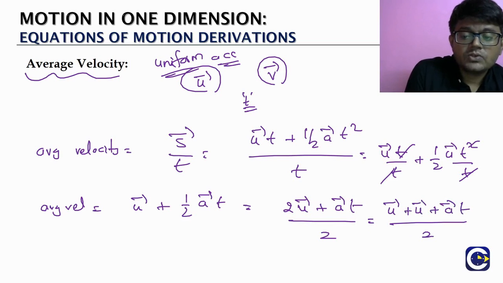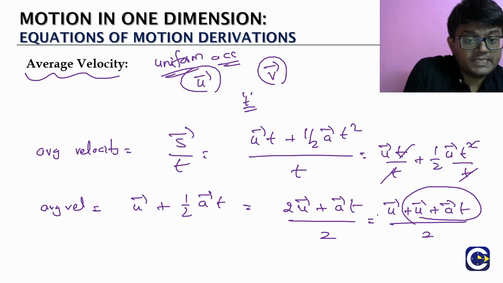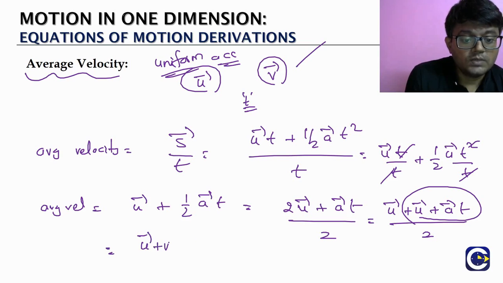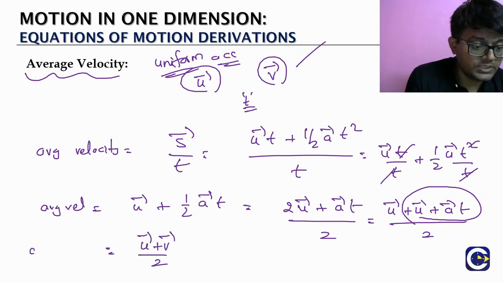Okay, so when we write it as u plus u, you can observe one thing. What is the second term? u plus at. What is u plus at? v, right? In the journey, what is the final velocity formula? That is the first equation of motion: v is equal to u plus at. So look at it, what is the final formula? u plus v by 2. So this is the average velocity of the journey.